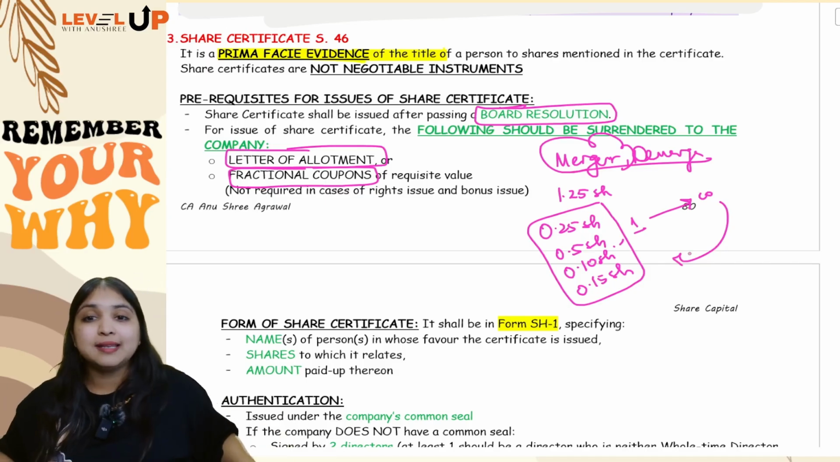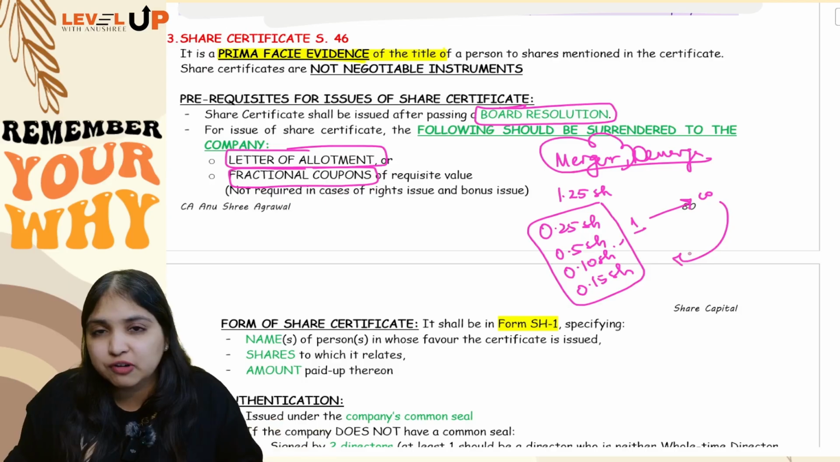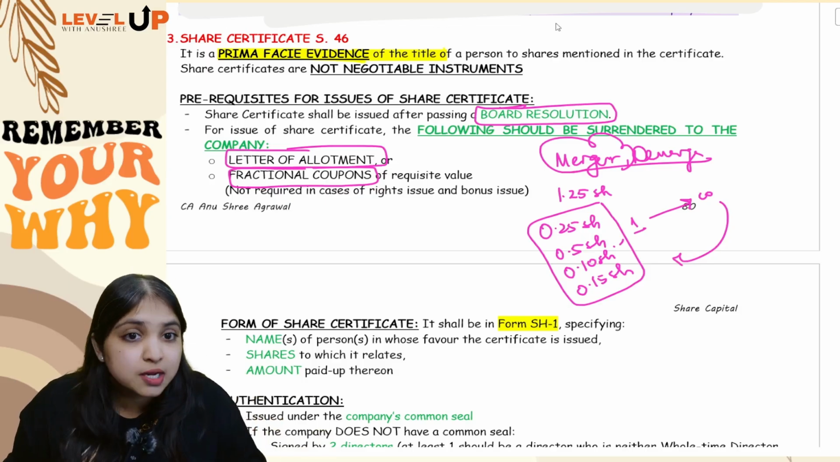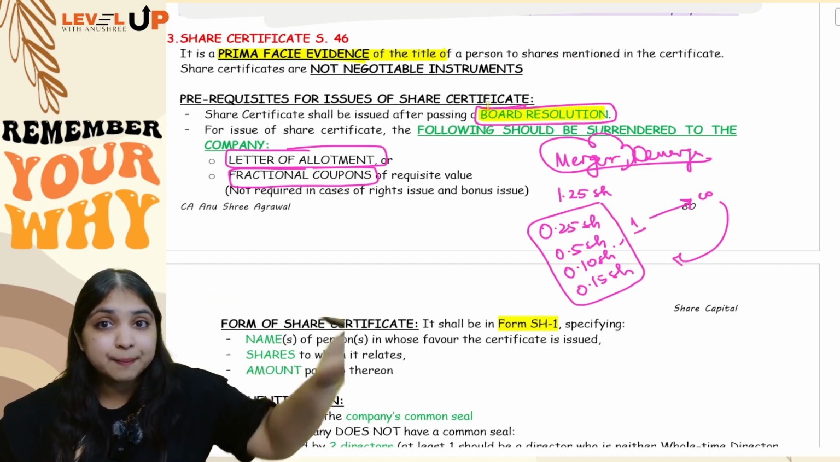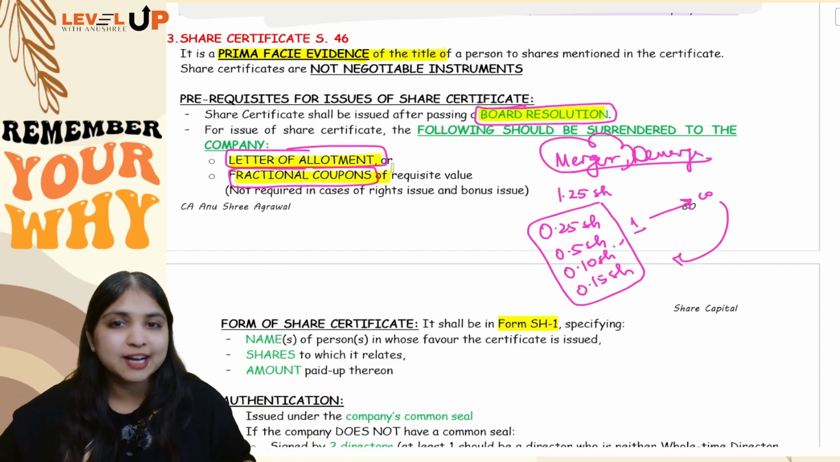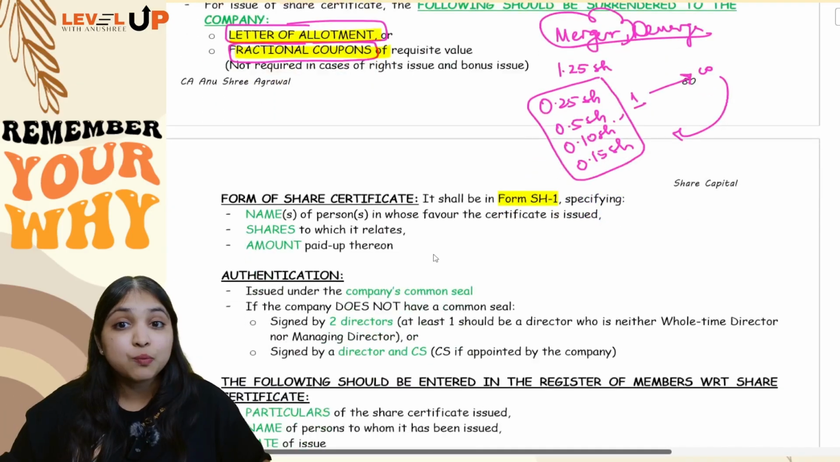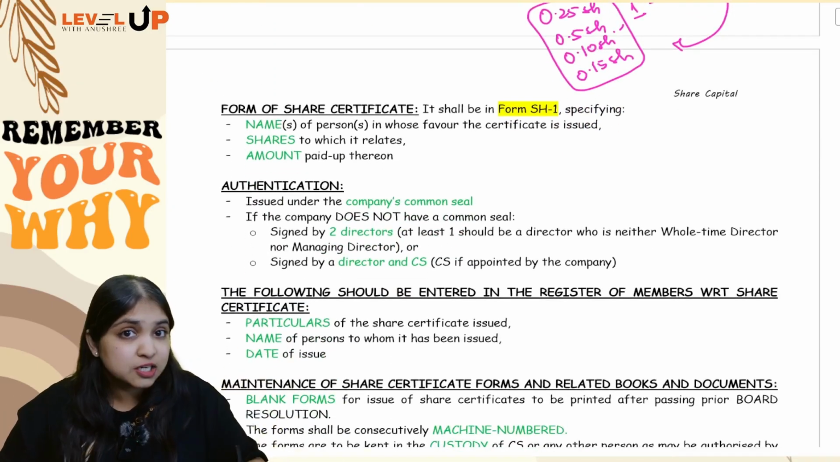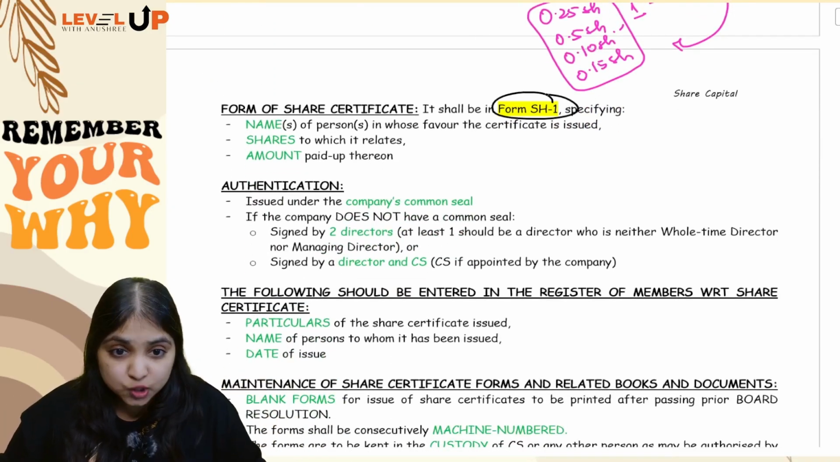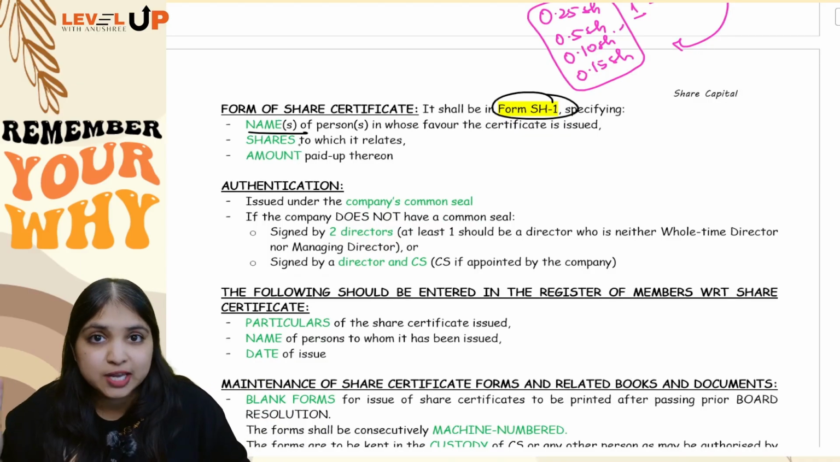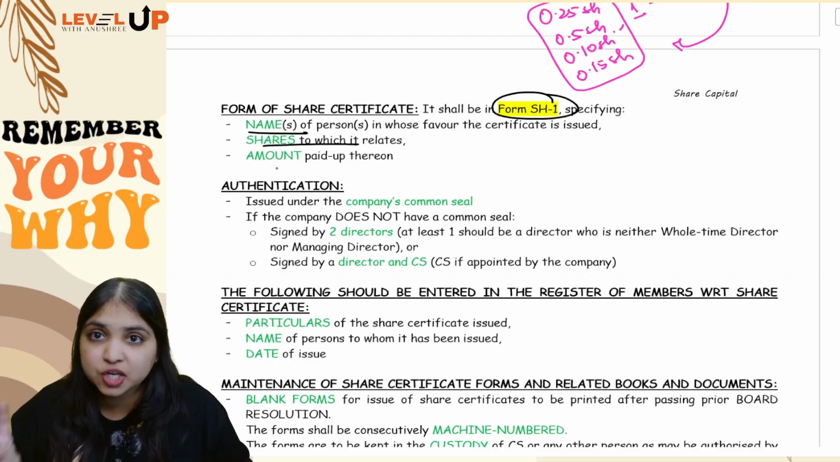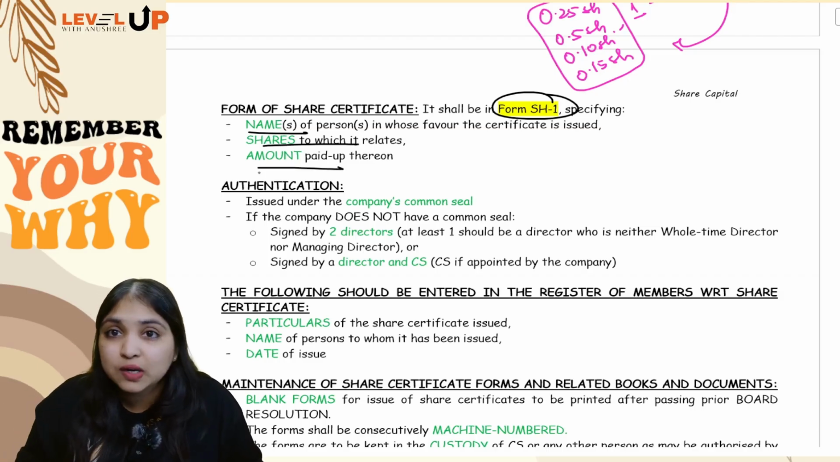So we had spoken that if we want share certificate from the company, 2 conditions have to be fulfilled. First of all, board resolution has to be passed. Secondly, the shareholder has to submit to the company letter of allotment or fractional coupons as the case may be. Then what will be written in the share certificate? Share certificate will be first of all in form number SH1. On the share certificate it will be written, what and all will be written? The names of the shareholders, then what is the amount paid up per share, how many shares, all this will be written on the share certificate.